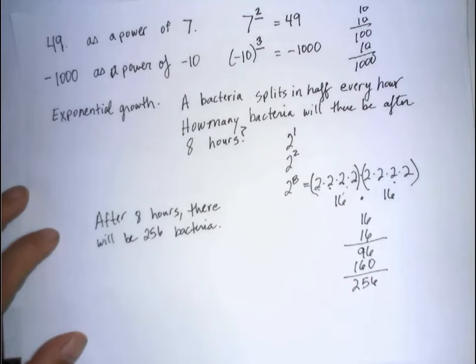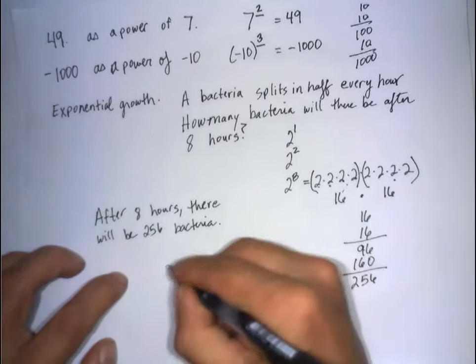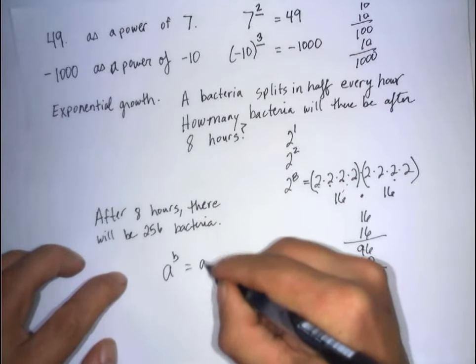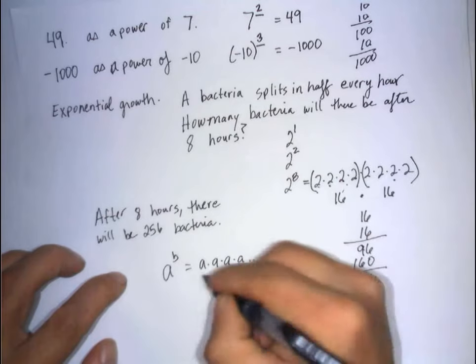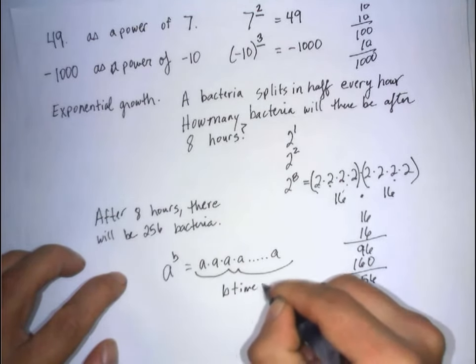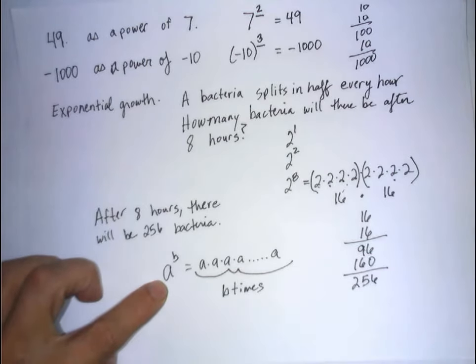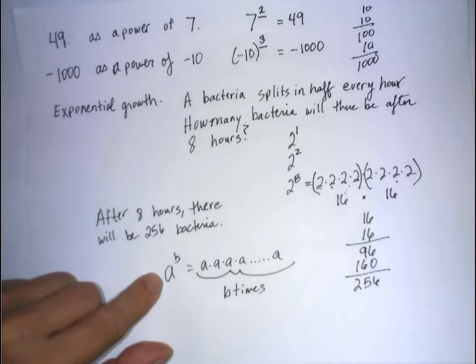Now that's assuming, of course, that no bacteria die, and in most cases, most bacteria aren't going to die. So the things to remember here: a to the b is a times a times a times a, and so on, a times a, b times. A is called the base, and b is called the exponent. The base and the exponent.